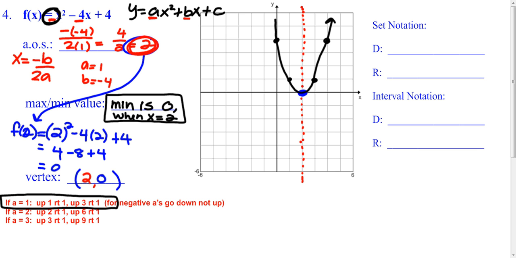If your a value is negative, you should go down instead of up. So you would go down 1, right 1, and down 3, right 1. Okay, but that's what my parabola should look like. And now I'm going to focus on finding my domain and my range.